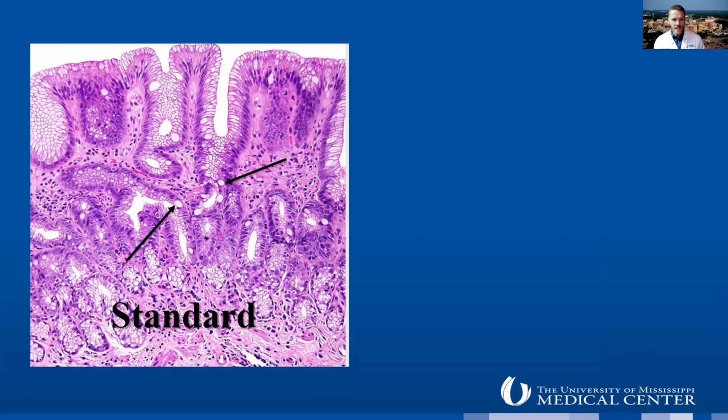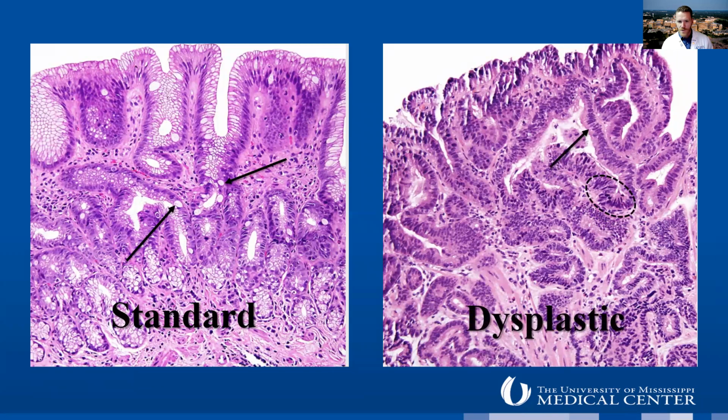So this would be a standard H&E stain. We see the goblet cells highlighted here. And then as we move into more dysplasia, you see some of the nuclear atypia and crowding happening in these images here.